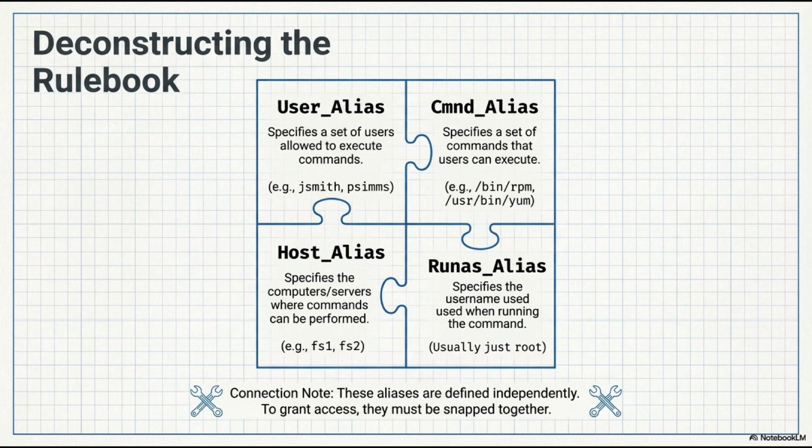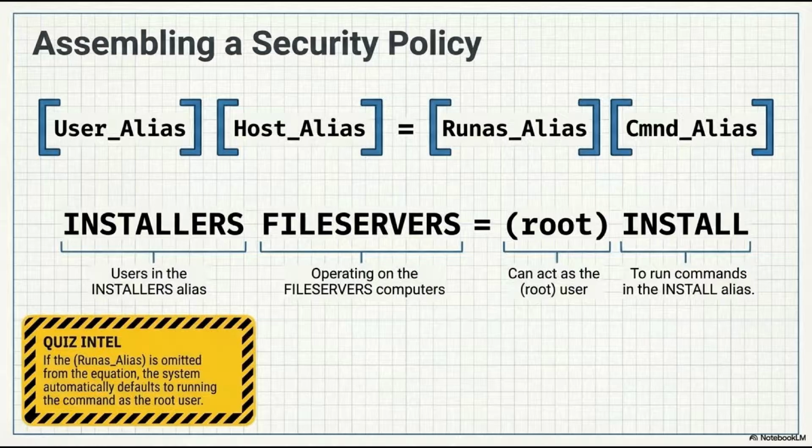Yep. And finally, the Runas alias. This specifies the who as. By default, administrators assume sudo means running as root. But you can use a Runas alias to restrict a user so they can only execute commands as the Postgres database account, further compartmentalizing access. So we have the who, where, what, and who as. Let's see them compile into a live rule on slide 13 titled Assembling a Security Policy.